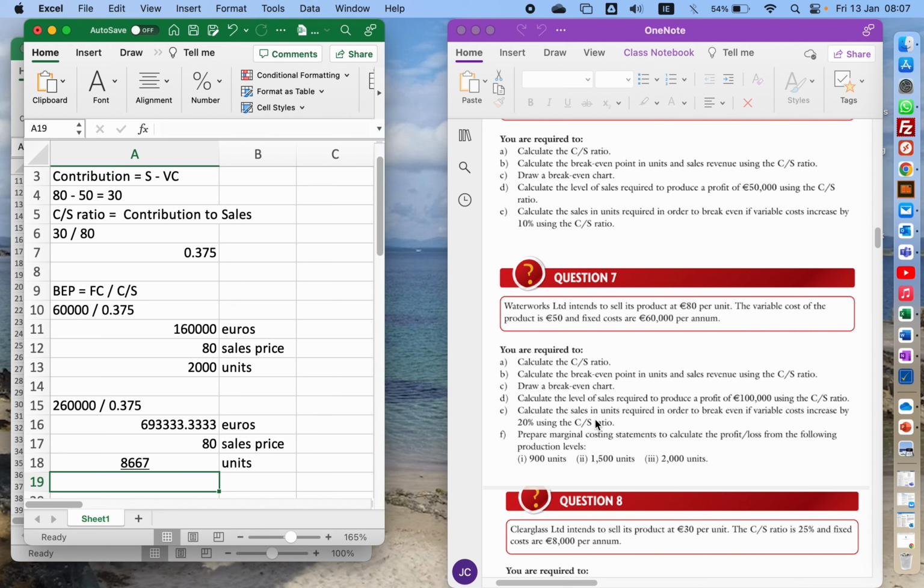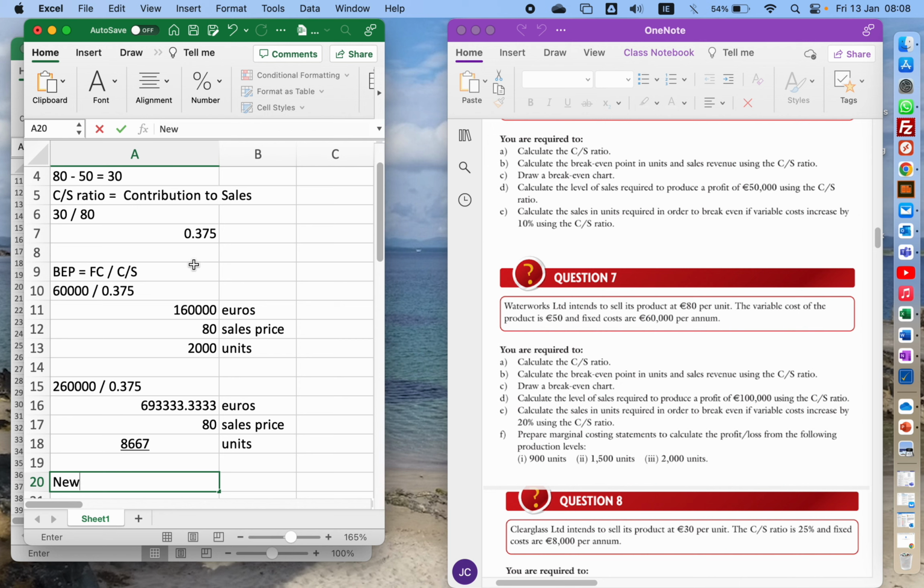Now, calculate the sales units to break even if variable costs increase by 20% using CS ratio. So variable cost at the moment is 50. If that's going to increase by 20%, then that becomes 60. So the contribution is 80 minus 60, so it's 20. So the CS ratio becomes 20 to 80, which is 0.25. So we've got a new CS ratio: 20 divided by 80, which is 0.25.